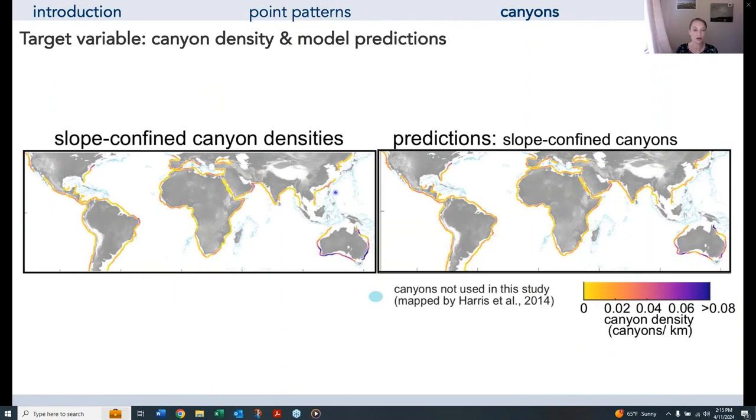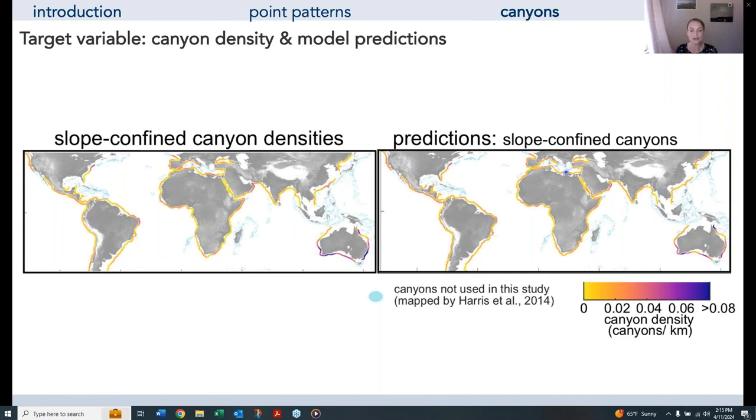This is the model outcome. These are the actual slope-confined canyon densities along the margins of the major continents worldwide, and these are the predictions that come out of our model. So we are actually predicting the canyon densities, the high canyon densities along Australia pretty well, also the eastern tip of the Arabian Peninsula, the Mediterranean Sea, and so on. So we're actually quite happy with the model outcome here.